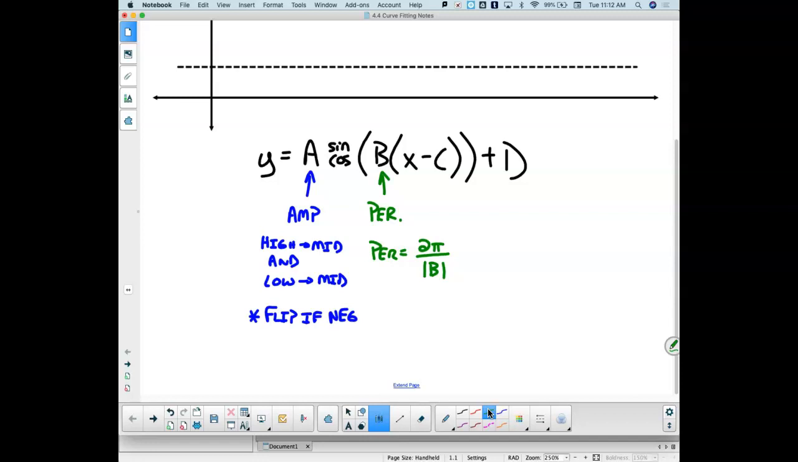Okay. C value. What does my c value do? So it moves my start, right? Yep. Love it. What does the d value do? The middle. So it's my vertical shift, right? Yep. Okay.